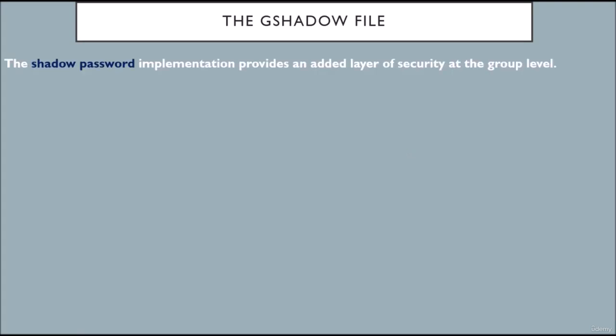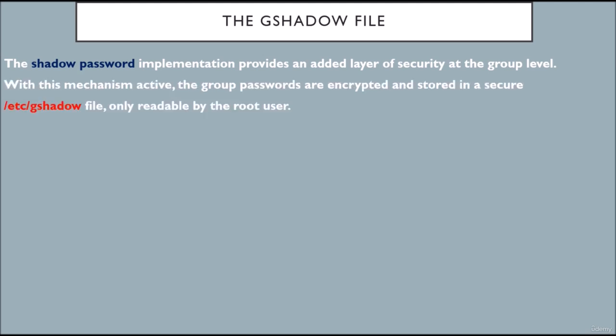In this lecture, we will talk about the gshadow file. The shadow password implementation provides an added layer of security at the group level. With this mechanism active, the group passwords are encrypted and stored in a secure gshadow file, only readable by the root user. So let's look at the file's permissions to see if they're actually readable or not.